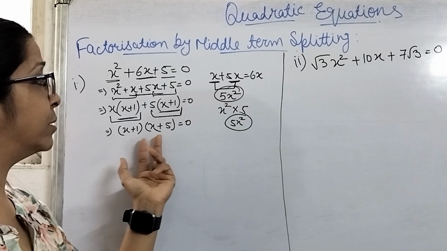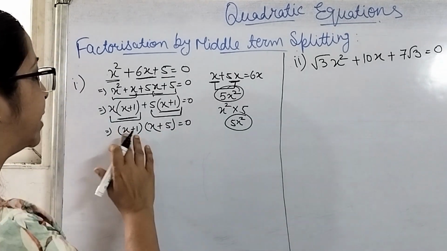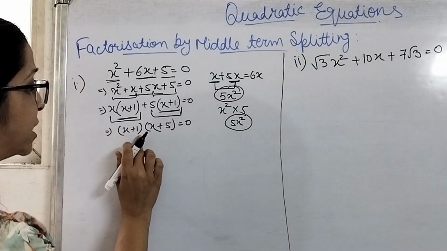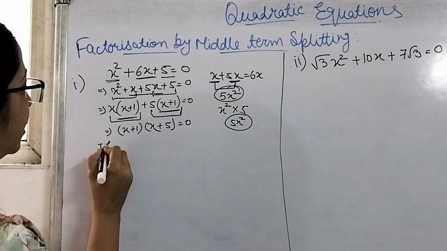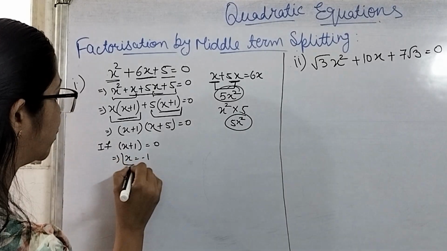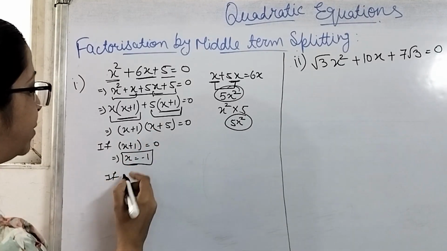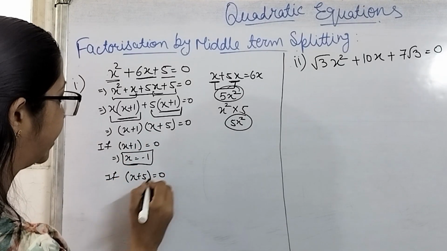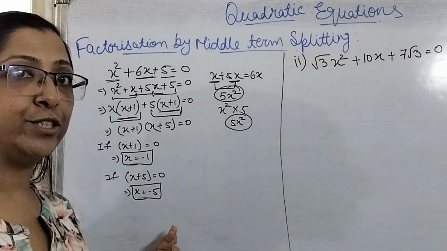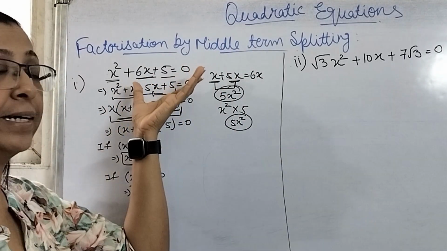Now the product of two terms can be 0 when either of these two terms is 0. Only then is it possible that the product of two terms will equal 0. So we assume either this is 0 or this is 0. If x plus 1 equals 0, the value of x will be minus 1. This is one root of the equation. If we take x plus 5 equal to 0, in that case the value of x will be minus 5. This is another root of the equation. So by splitting the middle term, we can find the two roots of the quadratic equation.